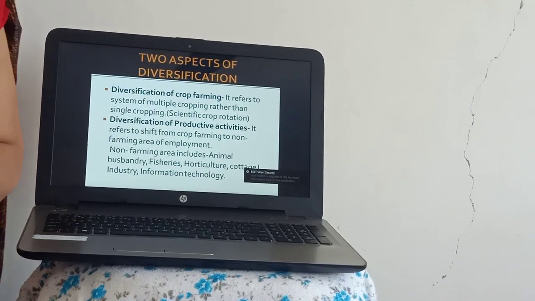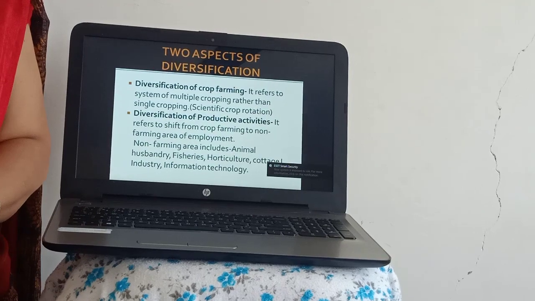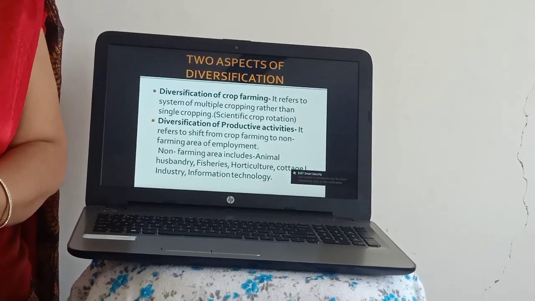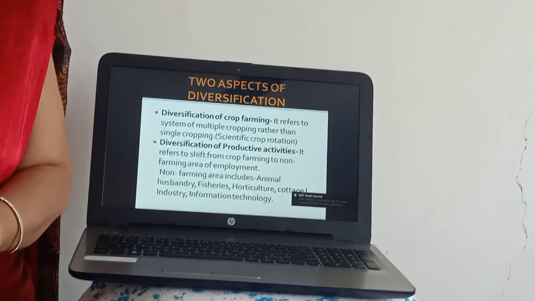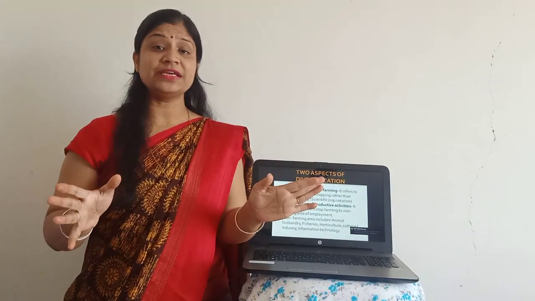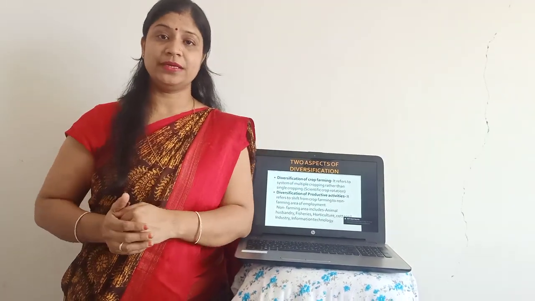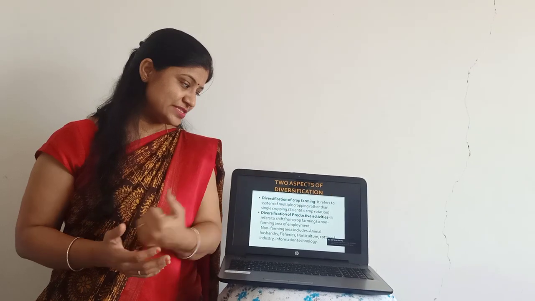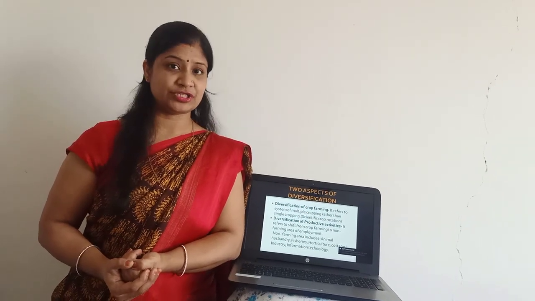Number one is diversification of crop farming. It refers to the system of multiple cropping rather than single cropping. We can say multiple cropping from single cropping. That is a very good example of scientific crop rotation.